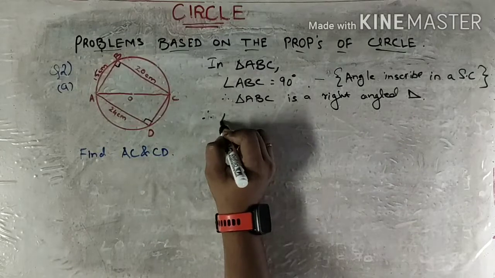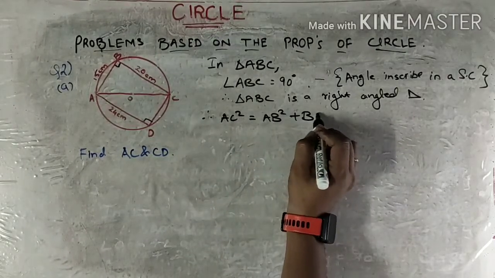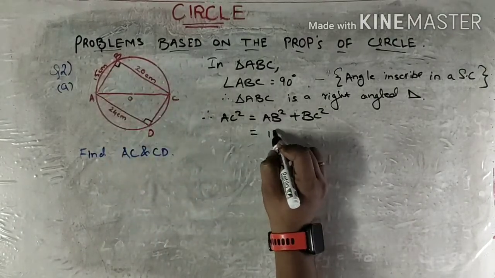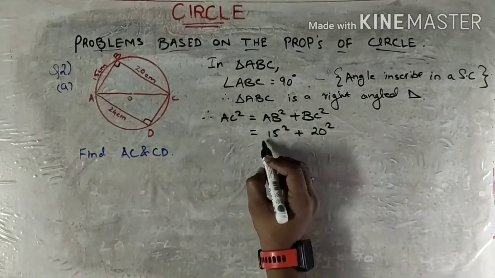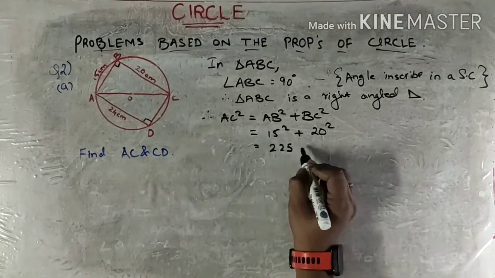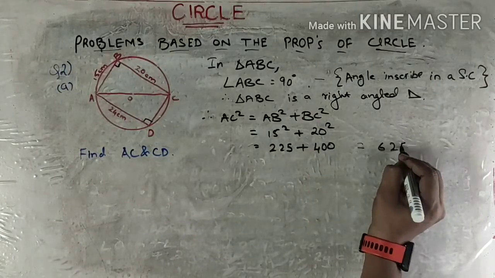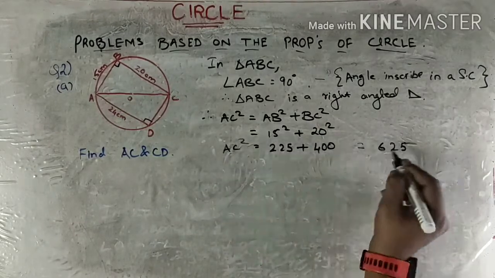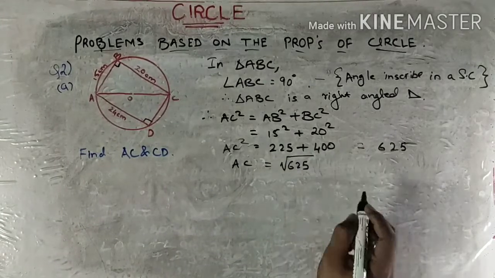So therefore, AC square is equal to AB square plus BC square, which is nothing but 15 square plus 20 square. The numbers are very easy, so you can do it orally. 15 square is 225, 20 square is 400, add them, you get 625. So what will AC be if AC square is 625? AC will be the square root of 625. You do the reverse process.